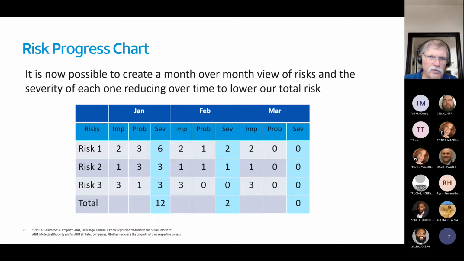Probabilities, well, they're all over the board too. So it's a high probability that this 2 impact risk will occur. So your severity for this one's 6, the other 2 are 3 apiece. That's in January. The end of February, what do we have? When we take a look at things, risk 1 has been mitigated somewhat so that the probability is now down to low. So instead of the severity being 6, it's now 2.